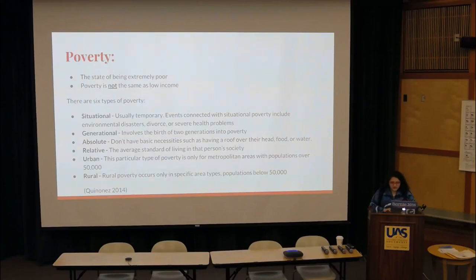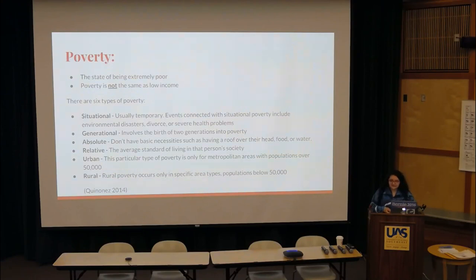So low income is 200% of the federal poverty level. For example, a family of four with an income of $24,600 or less would be considered in poverty. So that's how much they would be making yearly. And then a family of four making $48,000 would be considered low income. So there's a bit of a difference, and I want to make that clear before we continue.